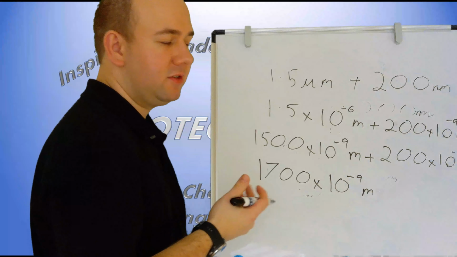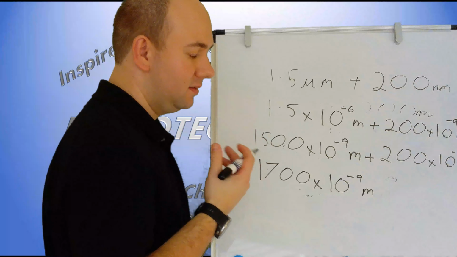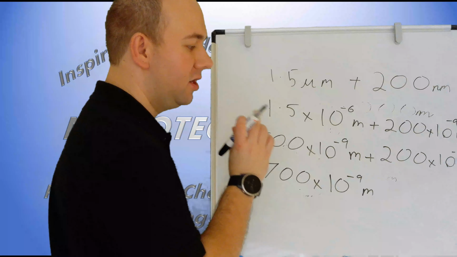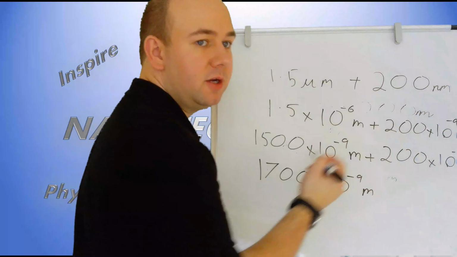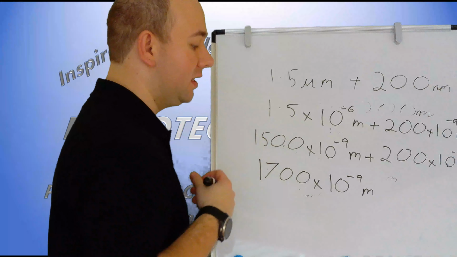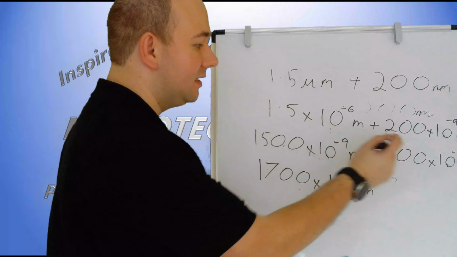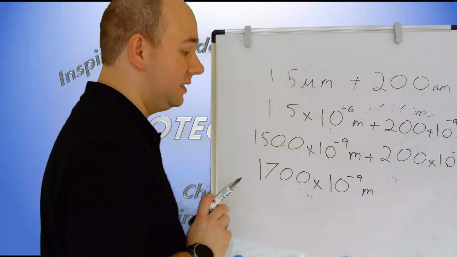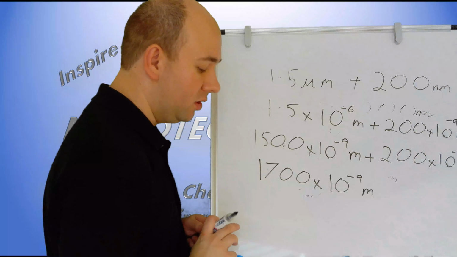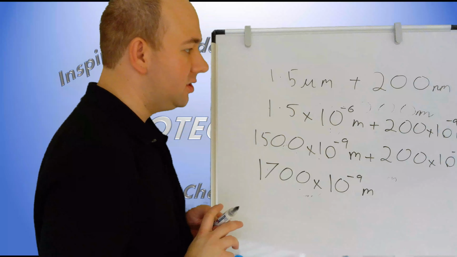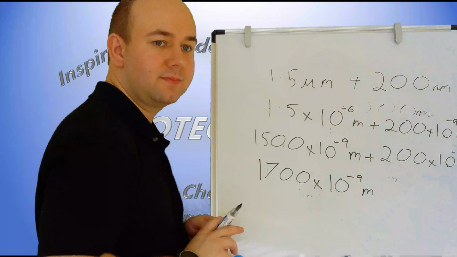So this is how we have to do addition in scientific notation. We always have to make sure that these exponents are the same, and then we can just do adding the same as normal by adding these two numbers together, or three numbers, or however many you want. So now let's do the same with subtraction.